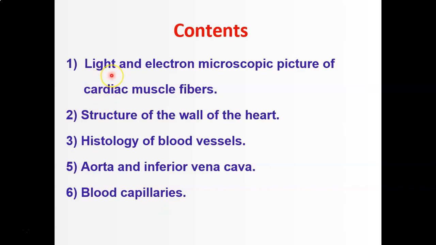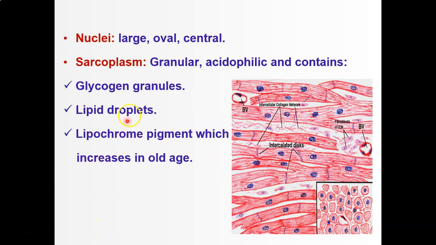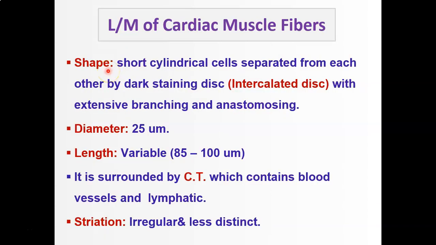The first content today: light and electron microscopic picture of the cardiac muscle. The cardiac muscle by light microscopic examination. I have the shape of the cardiac muscle, diameter and length, striations, nuclei, and sarcoplasm. Starting with the shape.